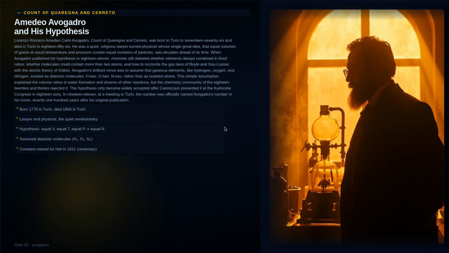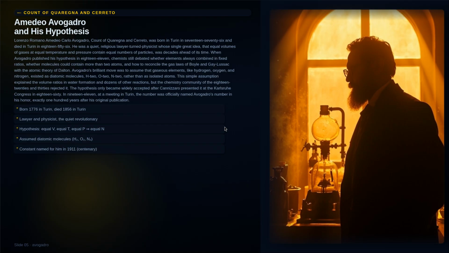Count Amedeo Avogadro, the Italian physicist born in 1776 in Turin. In 1811, he proposed a hypothesis that was both simple and revolutionary. Equal volumes of different gases, at the same temperature and pressure, contain equal numbers of particles. Today, we call this Avogadro's law. The idea solved a long-standing puzzle about how gas volumes combine during chemical reactions, and it eventually led to the constant that now bears his name.